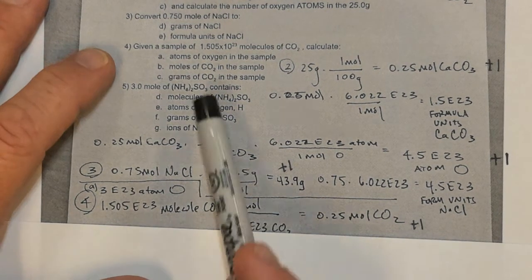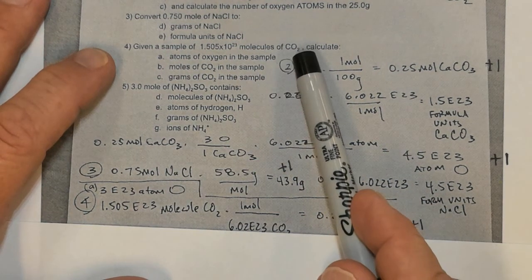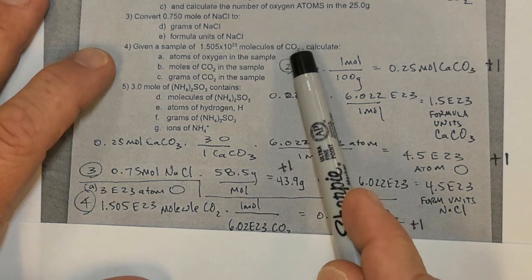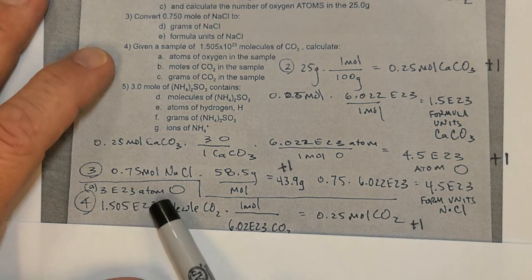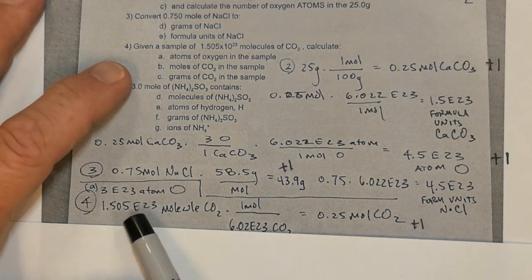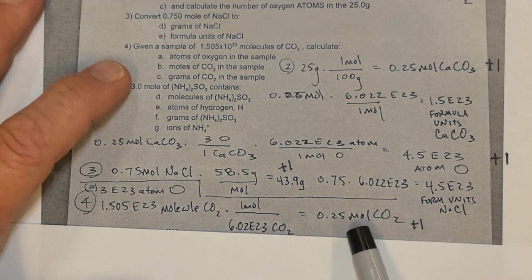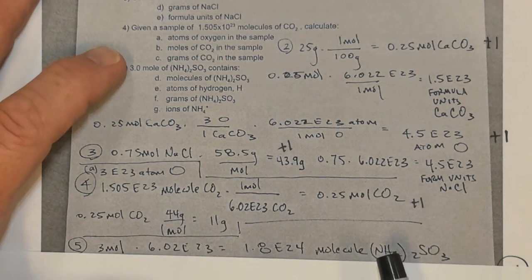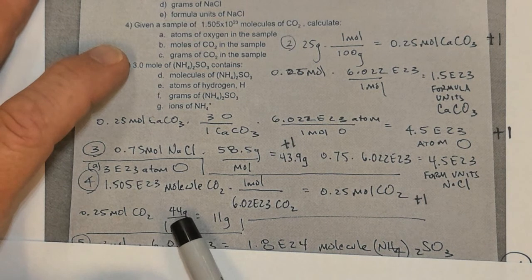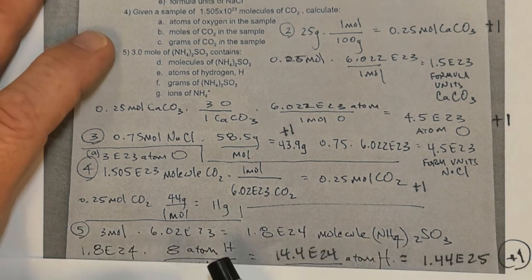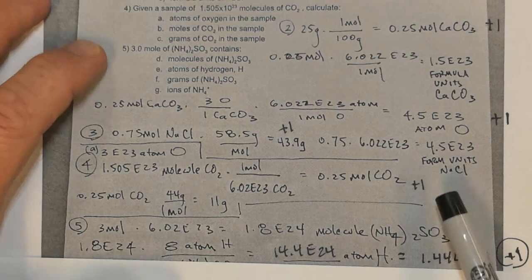Number 4a, there are 2 oxygen atoms per molecule of CO2, so 1.5 times 2 is 3 times 10 to the 23rd atoms of oxygen. Letter B, molecules of CO2 to moles of CO2, 1 point for 0.25 moles of CO2. Letter C, moles of CO2 times 44 grams gives you 11 grams in the sample. That one was worth a point.